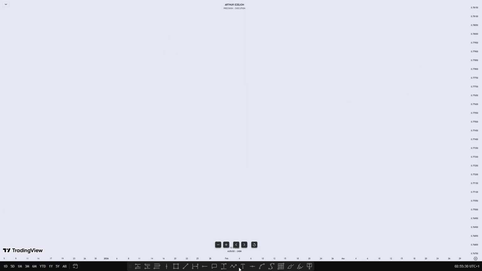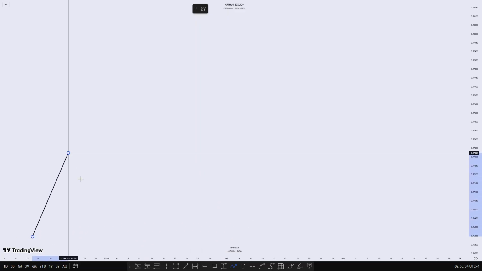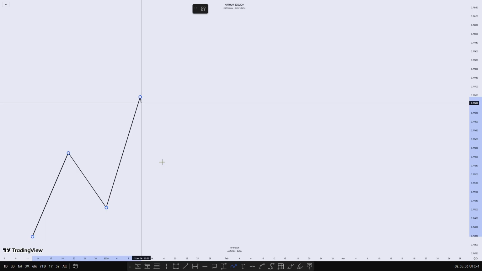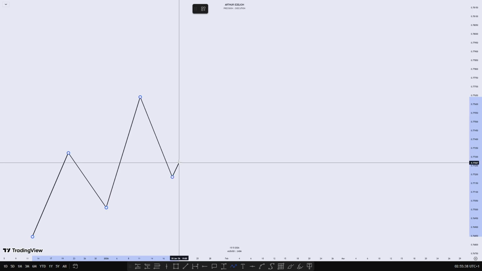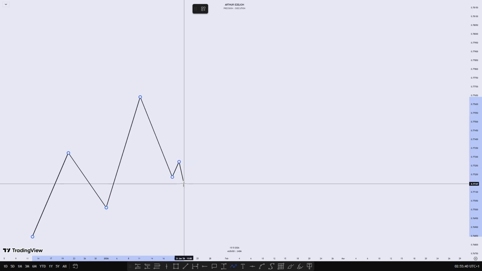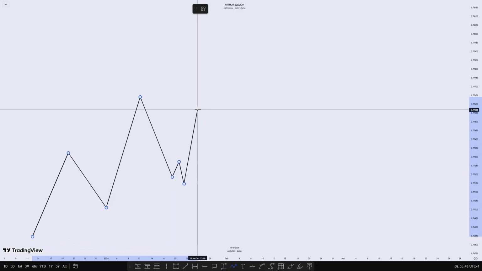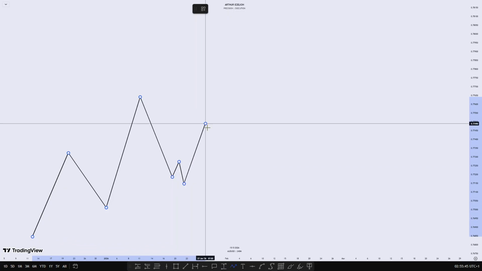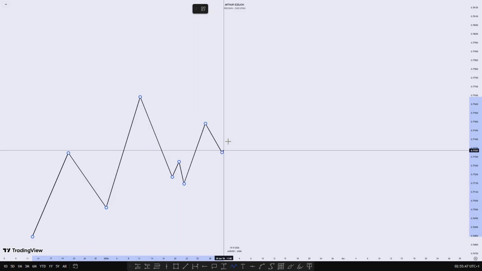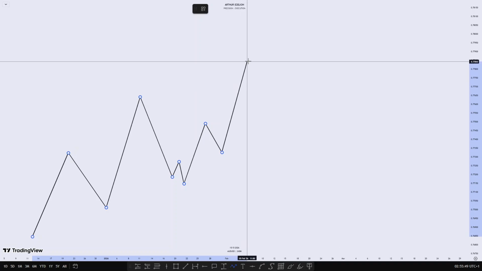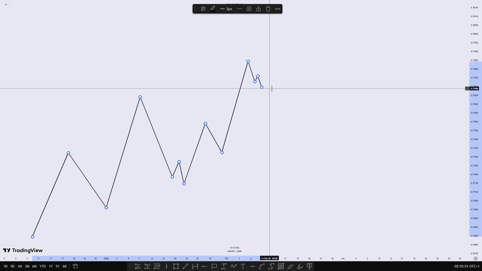Let's say we are reading market structure. Remember what I told you about market structure? Higher highs, higher lows, higher high, higher low. Now price does something like this: it swept liquidity, then formed something like this and broke structure, then started retracing.